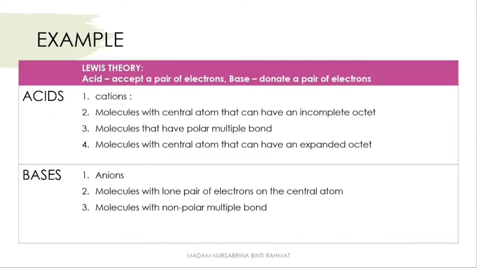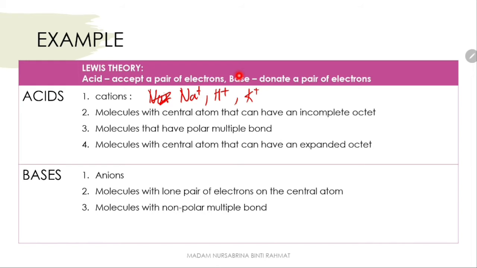So let's look at Lewis theory. Lewis theory is just you need to determine based on the given Lewis structure. If it lacks a lone pair of electrons, that means it can accept another pair of electrons, so it will become a Lewis acid. But if it has an extra pair of electrons that can be donated, that one is your Lewis base. Examples of Lewis acids are cations like Na+, H+, K+, and so on.